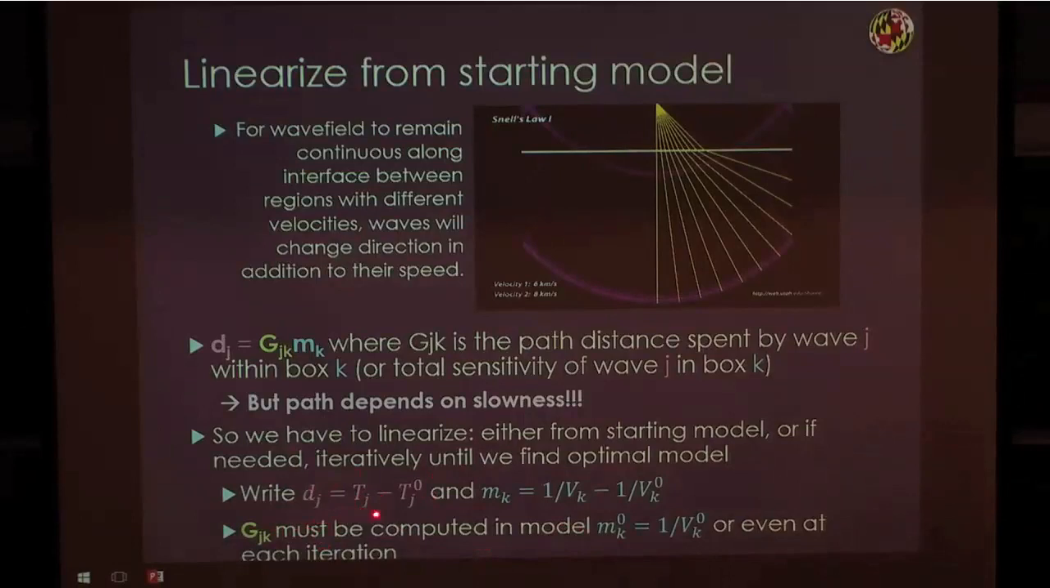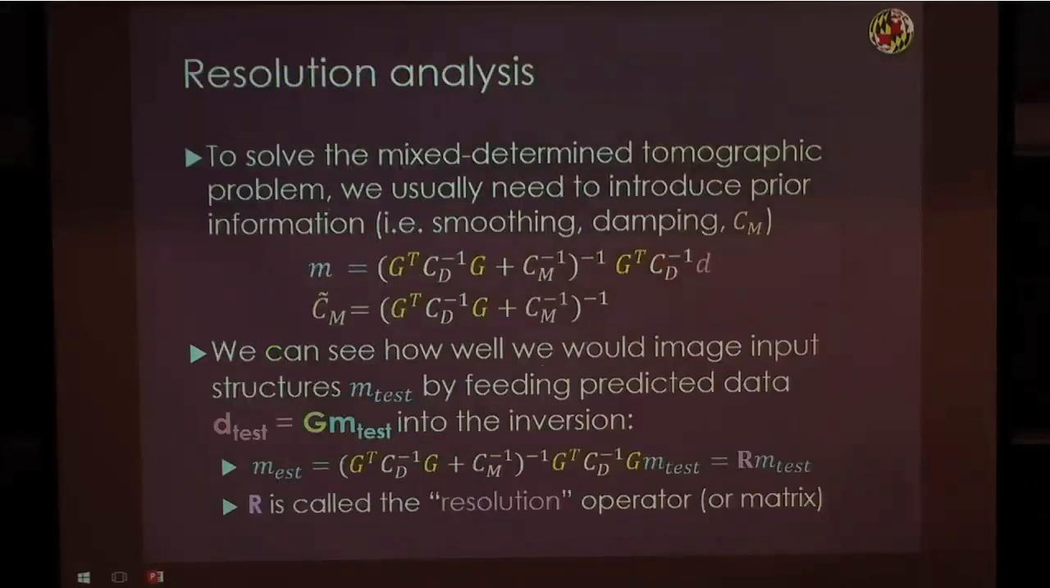So what we would do then is write the data vector as the difference between the observed and the predicted time in that model. The model is the difference in the slowness in a box versus what we have started with, this V_K0. And this G_JK must be computed in this model, or even at each iteration. In other words, as you iteratively solve, you just have to keep on computing your ray paths. So even the simplest tomographic problem is not linear.